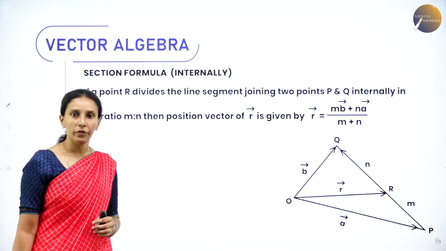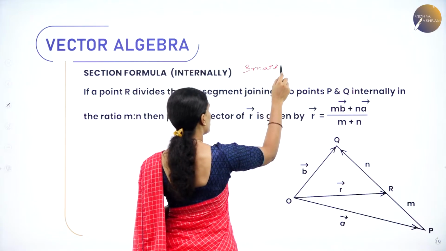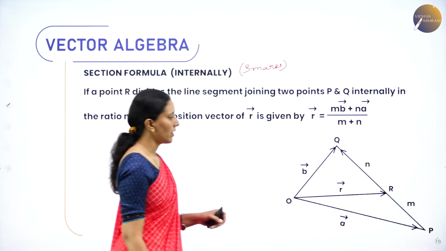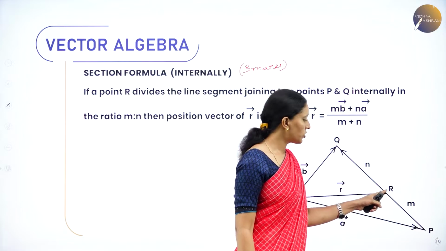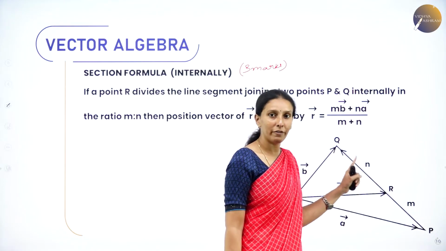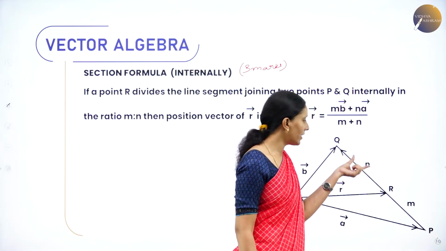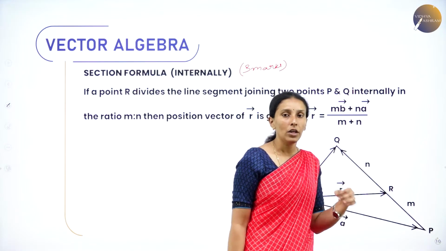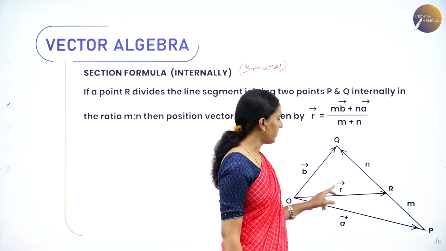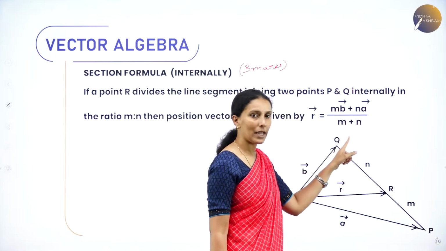So now we are moving towards the section formula, which is a very important question for 3 marks in your examination. So what does the section formula say? Suppose R is a point which divides the line PQ in the ratio M and N, that is M is to N. Then we need to show that the position vector of R is M into vector B plus N into vector A divided by M plus N.